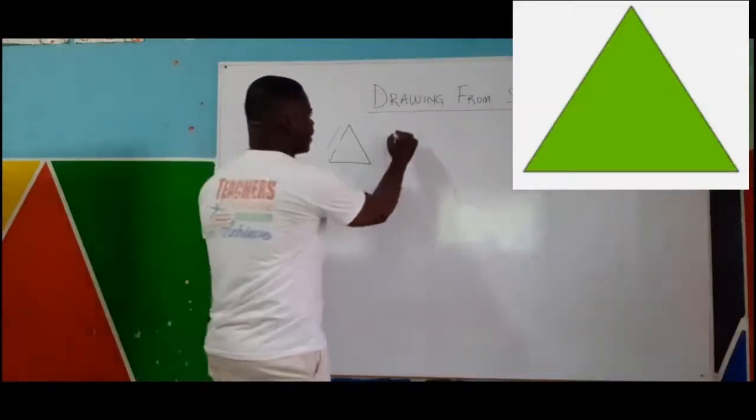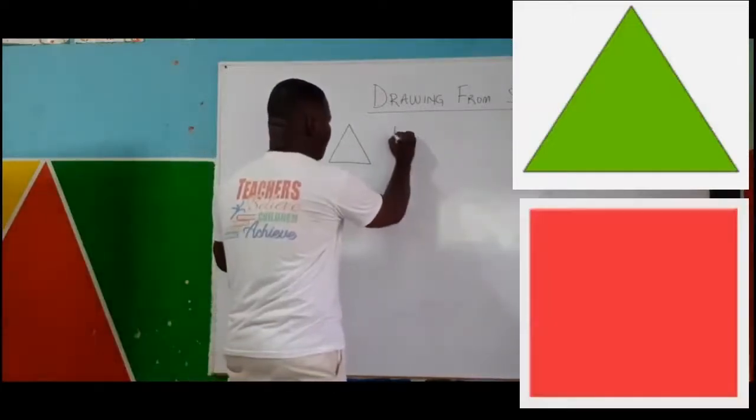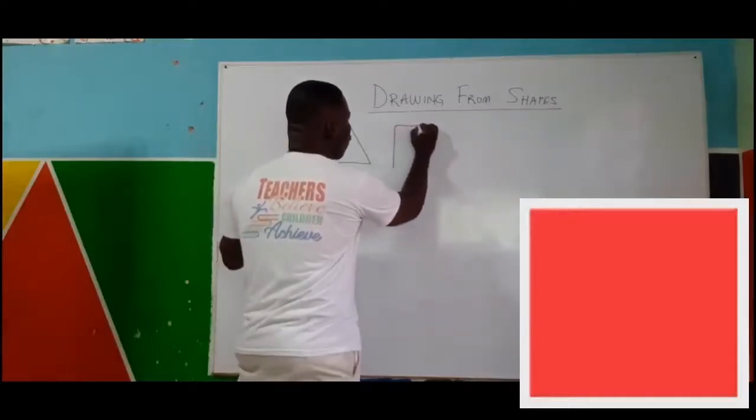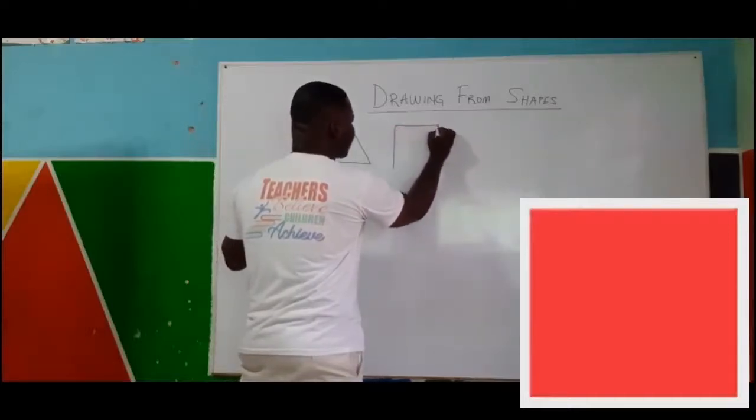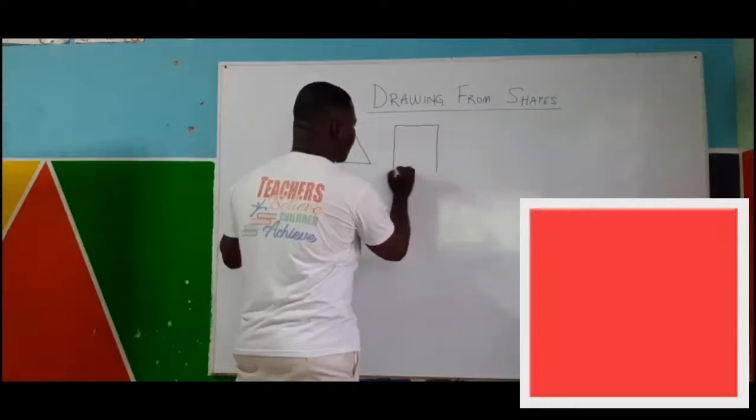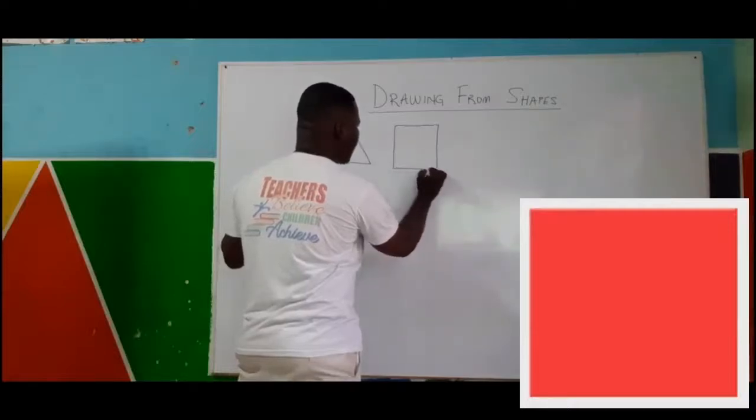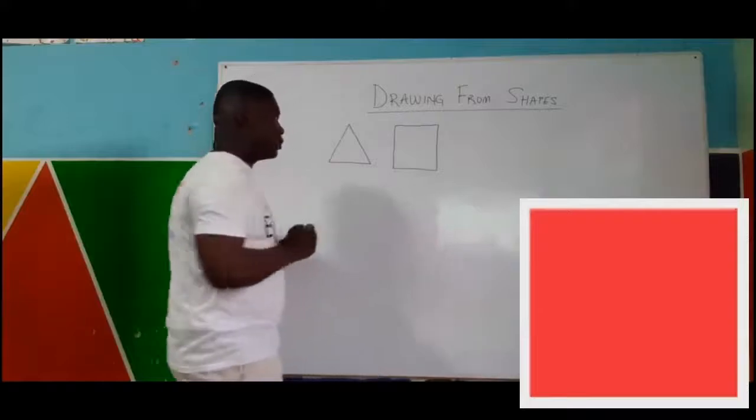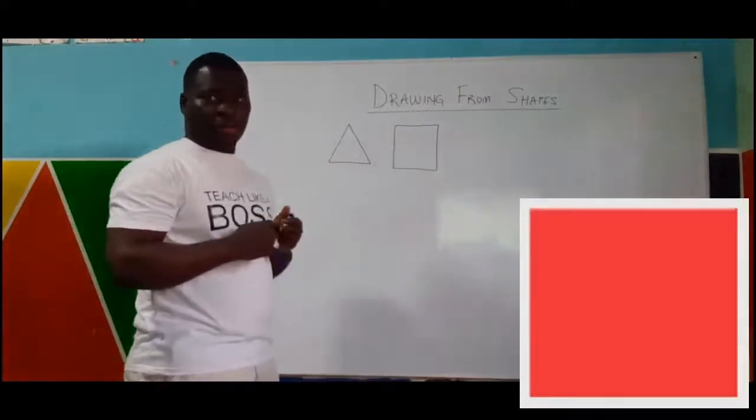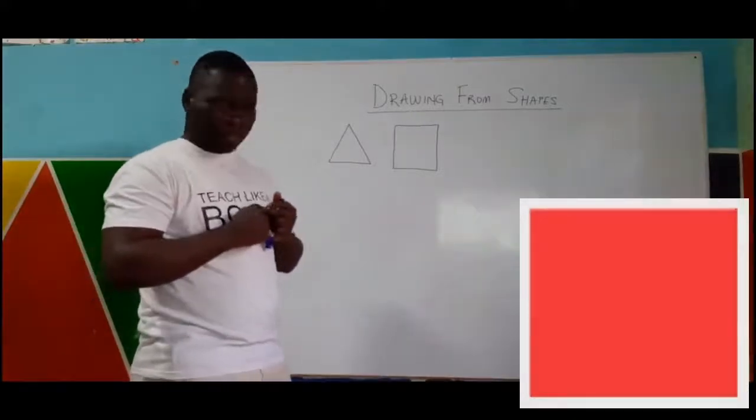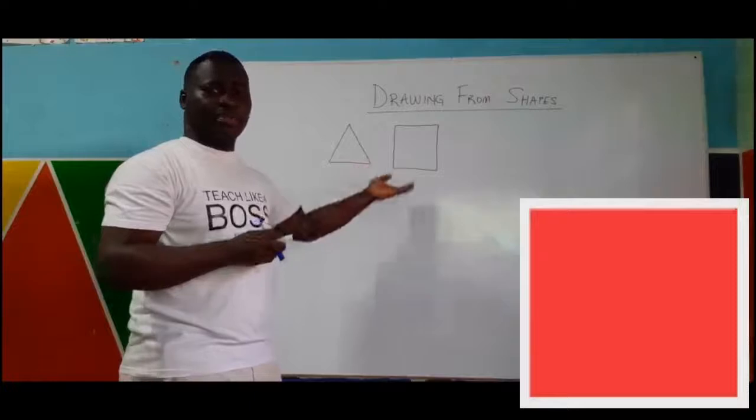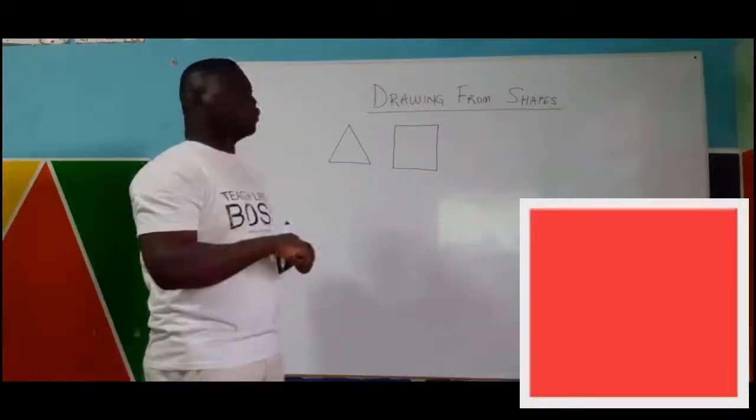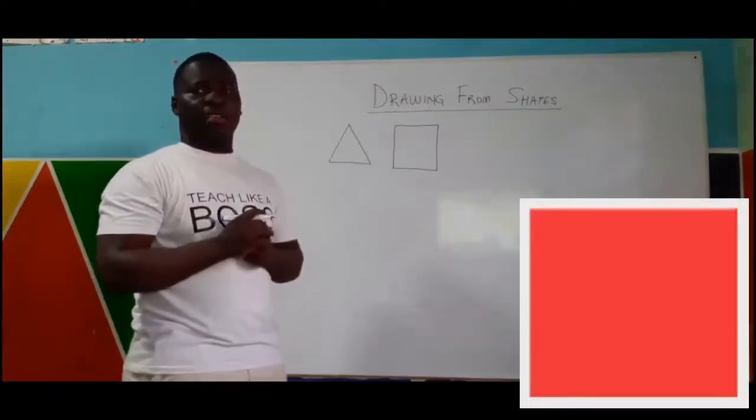Let's consider another shape. What shape is this? Did I hear square? Yes, this is a square. So let's draw this too in our G exercise book.